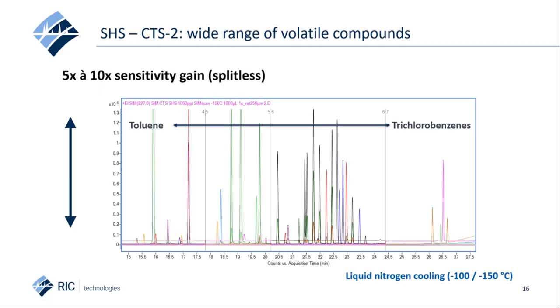To summarize, as splitless injection is done, an immediate 5 to 10 times gain in sensitivity is achieved. Here shown for the second half part of a typical VOC chromatogram from toluene to the trichlorobenzenes, eluting at the end of a typical VOC stationary phase, VRX or 624 analytical column.